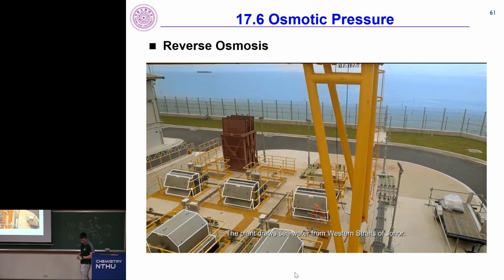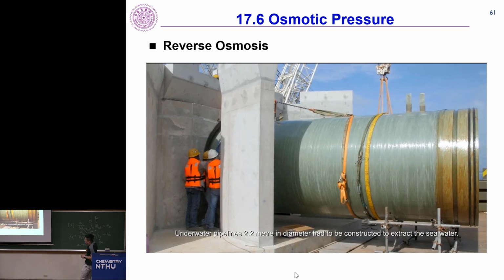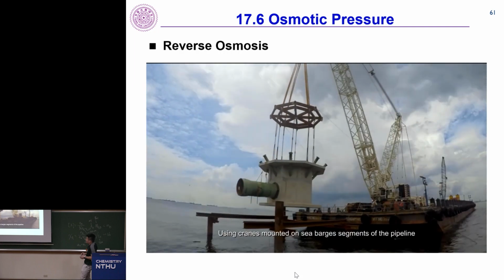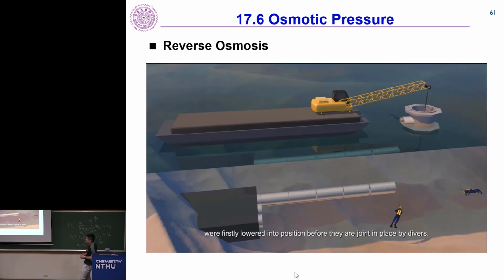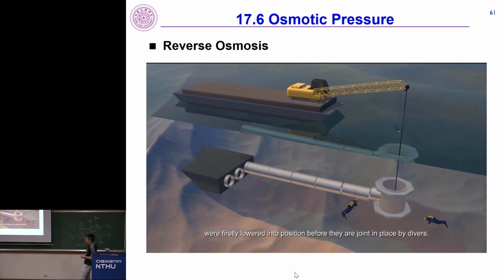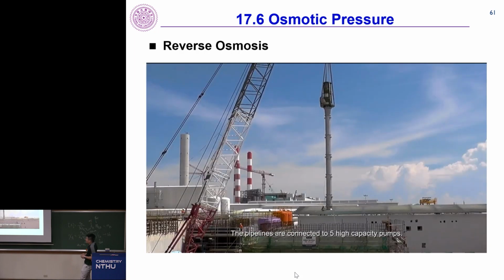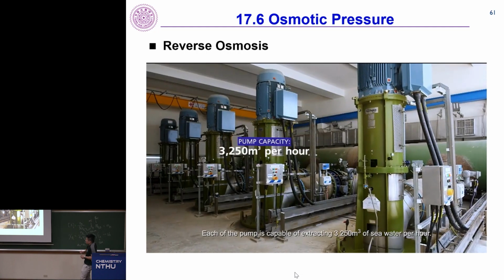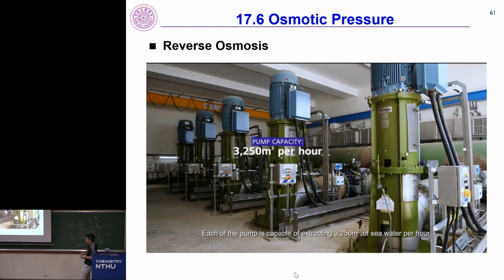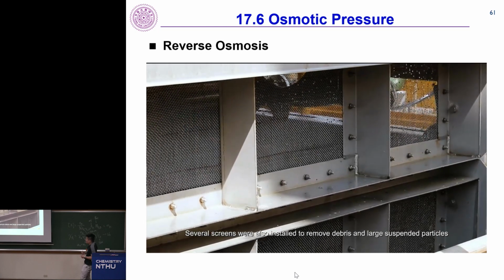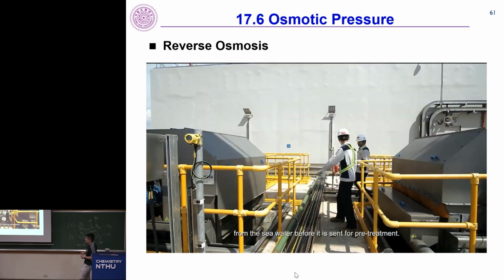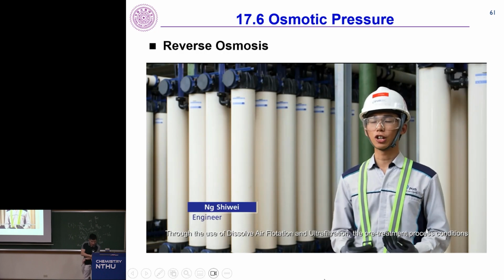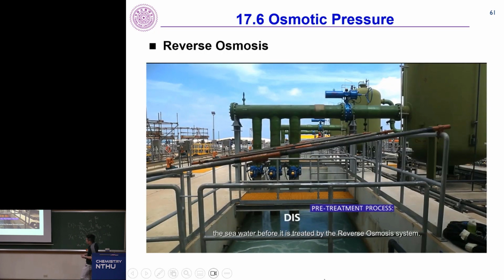The plant draws seawater from the western straits of Johor. Underwater pipelines 2.2 meters in diameter had to be constructed to extract the seawater. Using cranes mounted on sea barges, segments of the pipeline were first lowered into position before they are joined in place by divers. The pipelines are connected to 5 high-capacity pumps. Each of the pumps is capable of extracting 3,250 cubic meters of seawater per hour. Several screens were also installed to remove debris and large suspended particles from the seawater before it is sent for pretreatment.